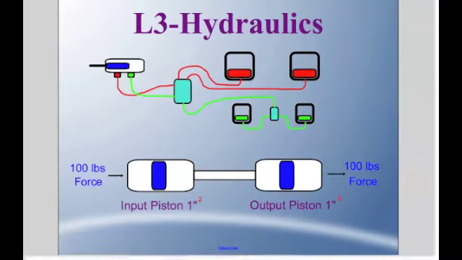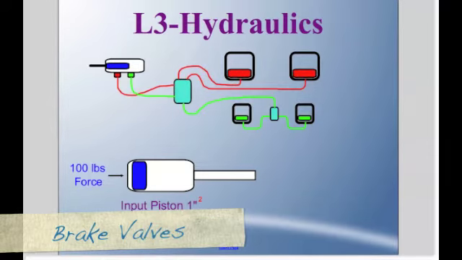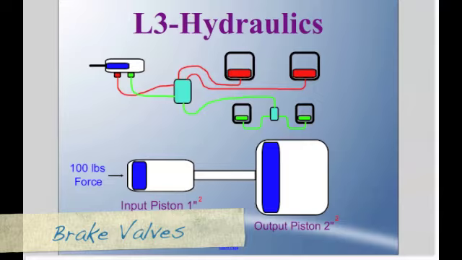If the input force is 100 pounds, then the output force is going to be 100 pounds. And the distance that the piston travels will be the same for the input piston and the output piston. Let's remove the output piston, and we're going to install this output piston, which is larger. It is a 2-inch square surface area.